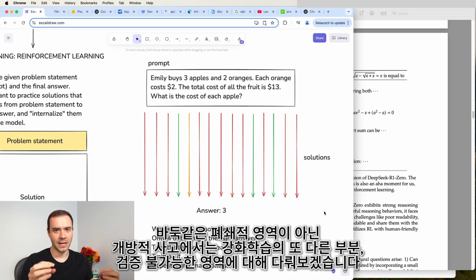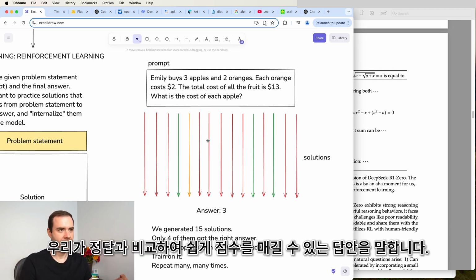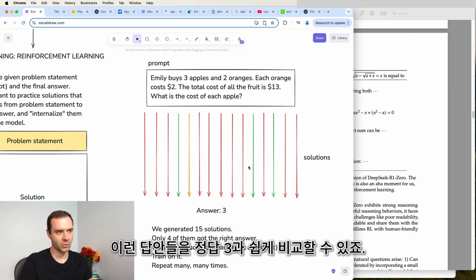There's one more section within reinforcement learning that I wanted to cover, and that is learning in unverifiable domains. So far, all of the problems that we've looked at are in what's called verifiable domains. That is, any candidate solution we can score very easily against a concrete answer. For example, the answer is 3, and we can very easily score these solutions against the answer of 3.